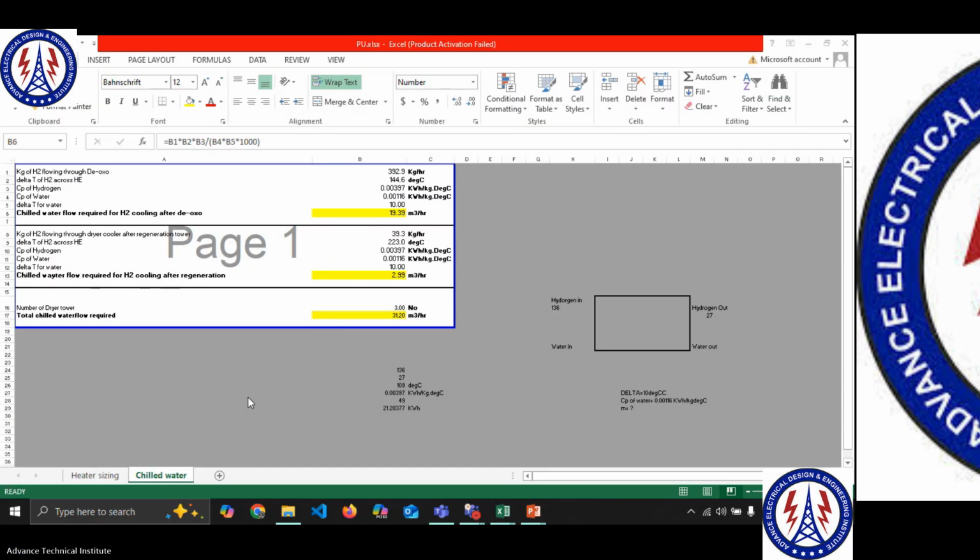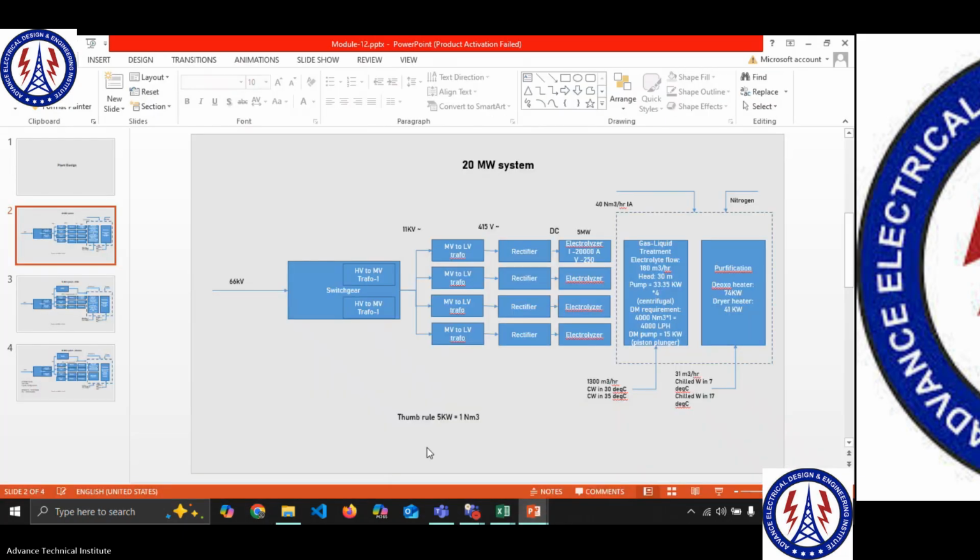Now, basically, this is the complete picture. We have done electrolyzer sizing. We have done the electrolyte flow sizing. We have done the pump sizing. We have done the cooling water flow sizing also. Now, in this purification unit, you can find out the deoxo heater sizing and dryer heater size. The only thing remaining here is chilled water. How much chilled water is required for cooling here in purification?